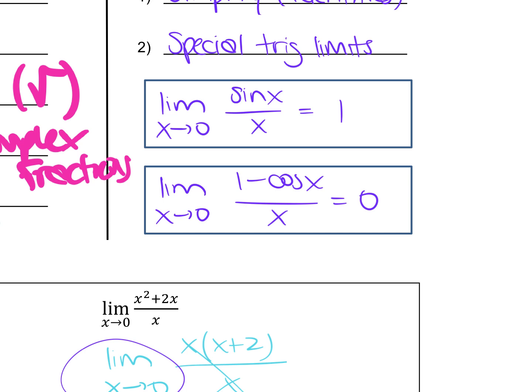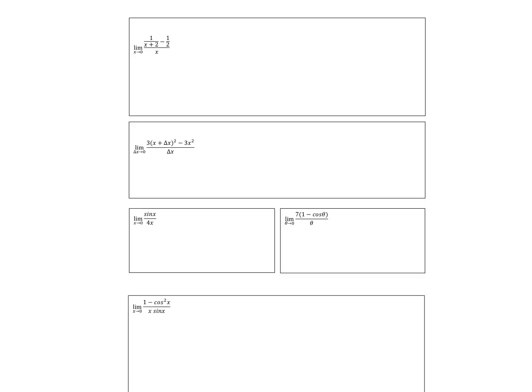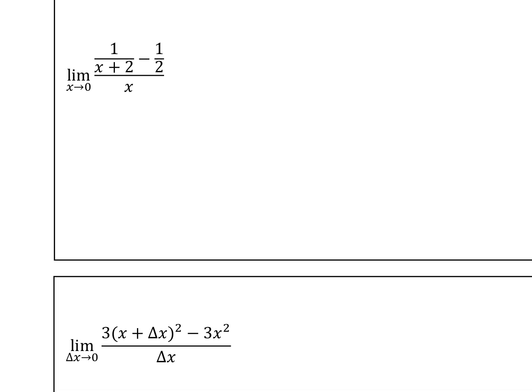Okay? Now, keep those in mind as we flip to the back of this page and quickly run through a couple trig limits. Review 1. What are we looking at here?